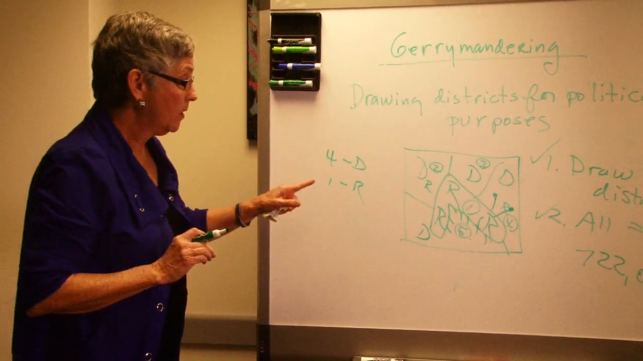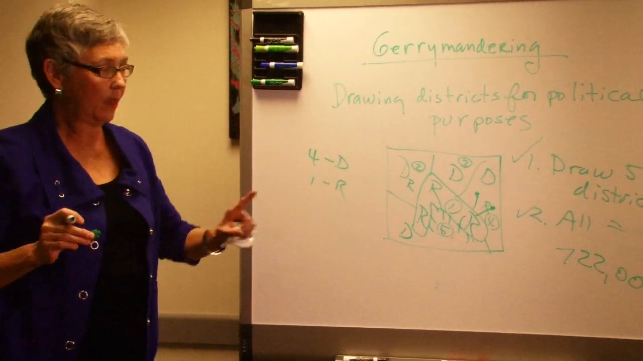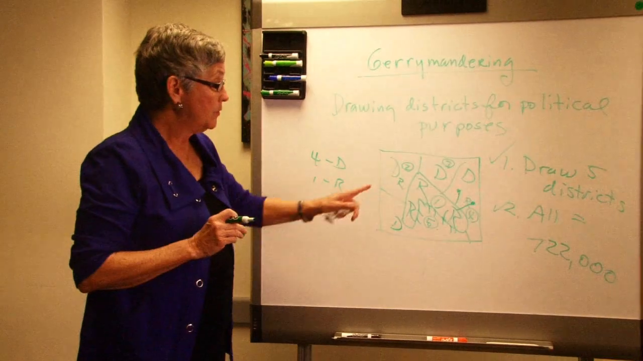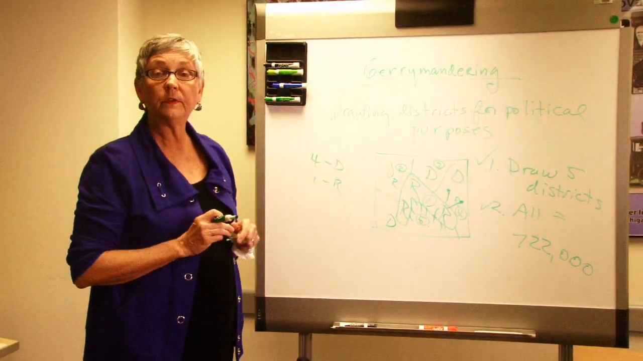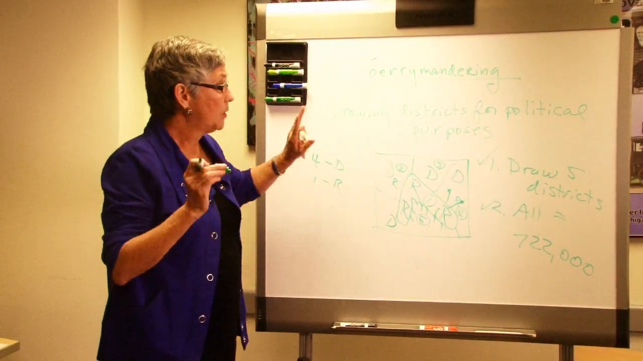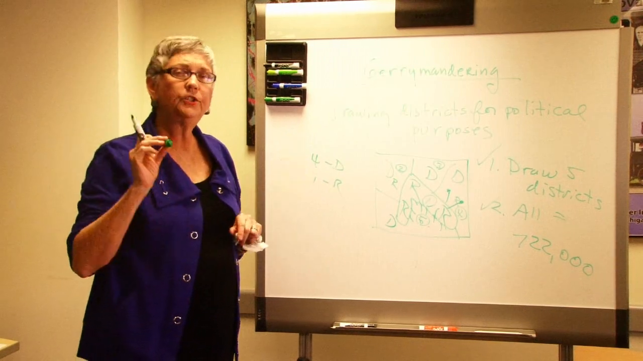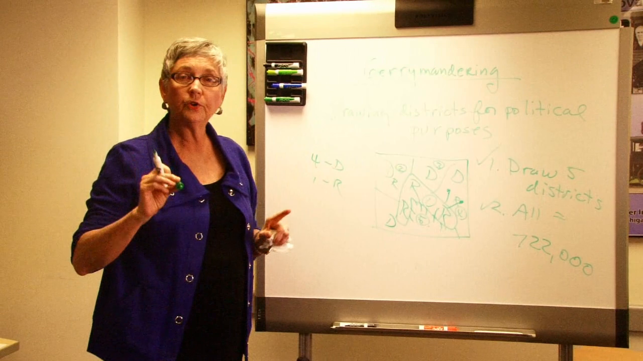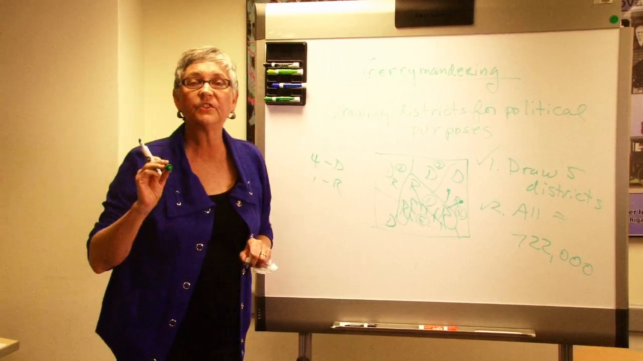Now this is the way it works. It is so political how these districts are drawn. The Supreme Court has said you can do this. You can gerrymander this politically. That's okay, they say. But don't try to gerrymander this to keep a certain racial group from electing themselves.